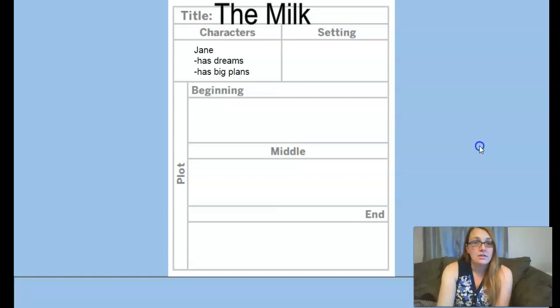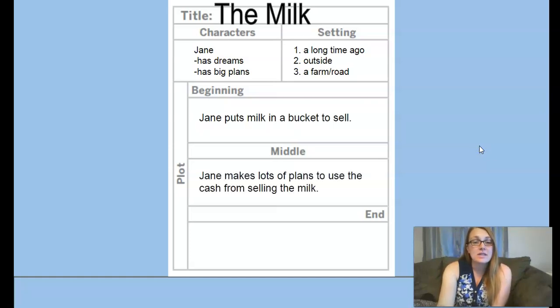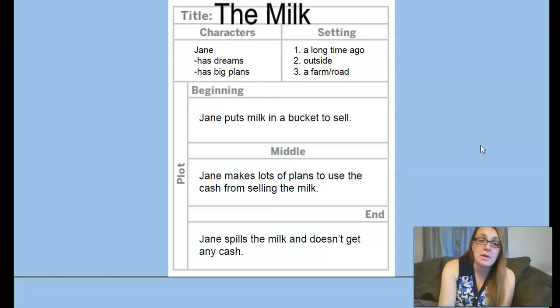Characters, we have Jane. The settings, a long time ago, outside, at a farm, on the road. The plot, she puts milk in a bucket to sell. She makes lots of plans to use the cash from selling her milk, the cow's milk. And then she ends up spilling the milk and doesn't get any cash.